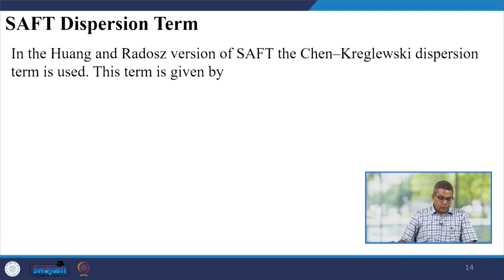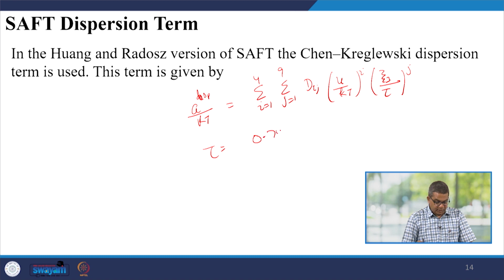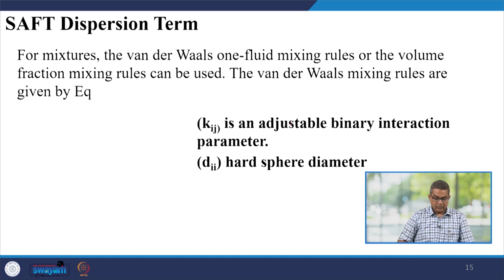Now in Huang and Radosz's version of this SAFT chain, the dispersion term is used, and this term is given by A dispersion over RT is equal to summation I from 1 to 4, j from 1 to 9, Dij (u over kT) to the I, tau j, where tau is a constant equal to 0.74048.